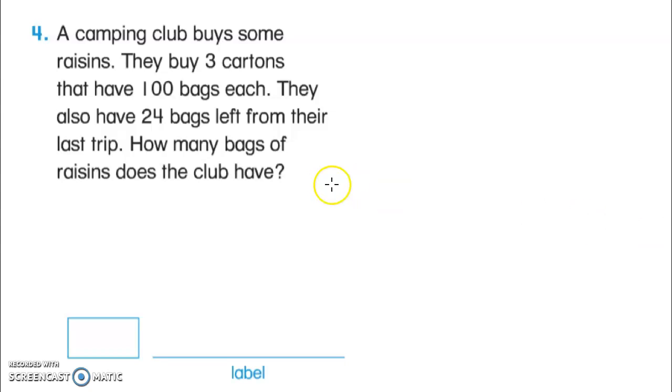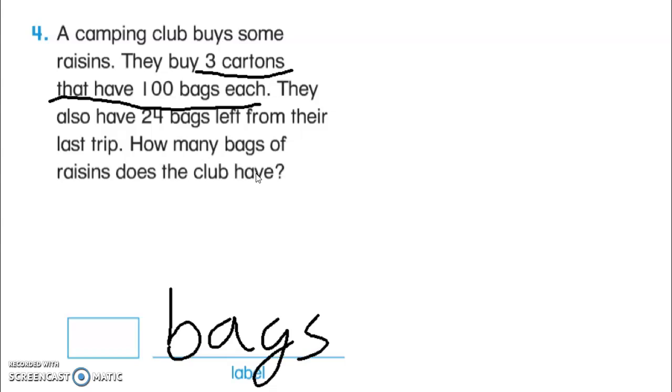Okay, moving down. These are some word problems that you might encounter during your work. A camping club buys some raisins. They buy 3 cartons that have 100 bags each. They also have 24 bags left from their last trip. How many bags of raisins does the club have? So I'm going to start with this part. 3 cartons that have 100 bags in each, and I'm looking to see how many bags of raisins there are. Bags. So I know that's going to be my label.